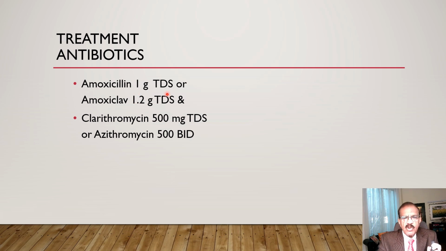Amoxicillin 1 gram 3 times a day, orally or intravenously. If the patient is sick, then intravenously, otherwise orally. Or you could give amoxiclav 1.2 grams TDS. What is amoxiclav? It is amoxicillin plus clavulanic acid, which makes it effective against methicillin resistant strains also. So out of the two, amoxiclav should be better. Plus, this is plus clarithromycin. Clarithromycin is available as 500 milligram 3 times a day, or you could give azithromycin 500 milligram twice a day.